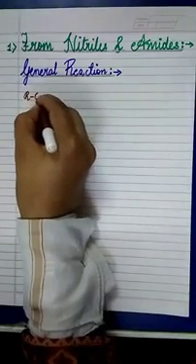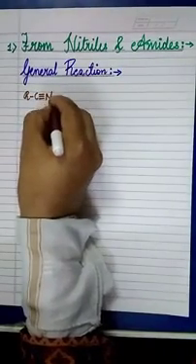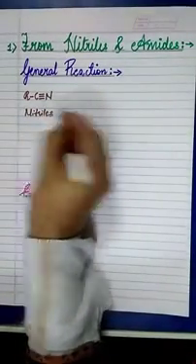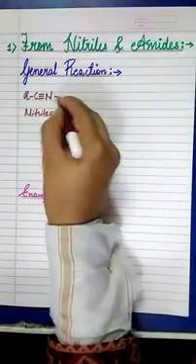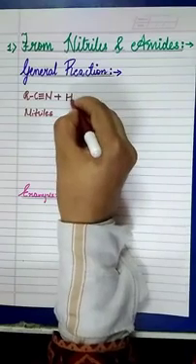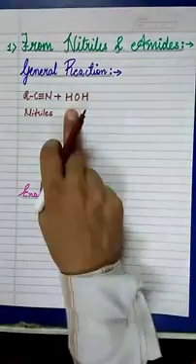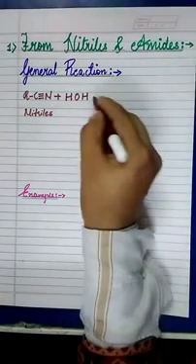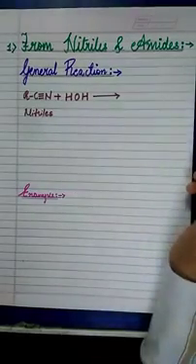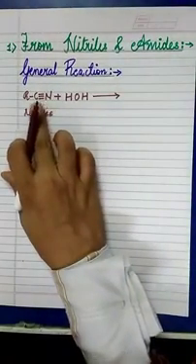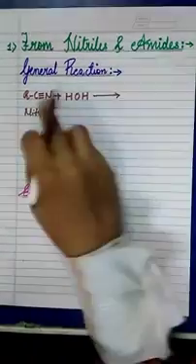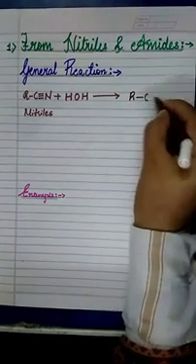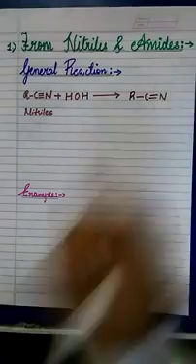R C triple bond N. This is your nitrile or cyanide. When it is hydrolysed, here we are writing H2O in this form HOH. The reaction took place. Here the triple bond is present between carbon and nitrogen. The triple bond will get converted into double bond. R C double bond N.